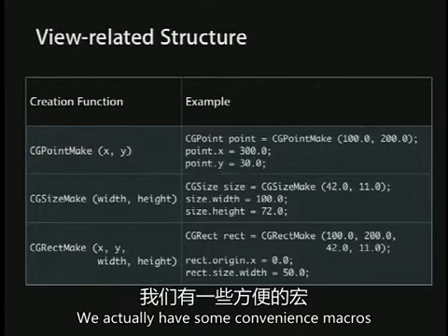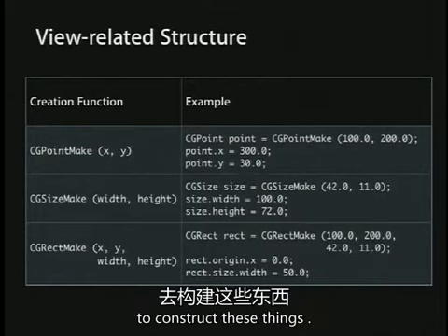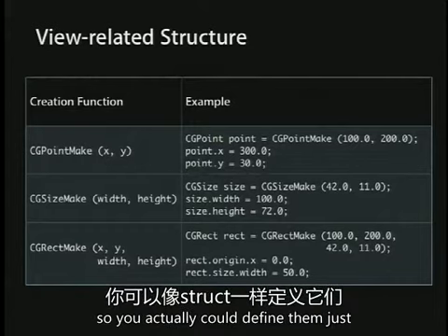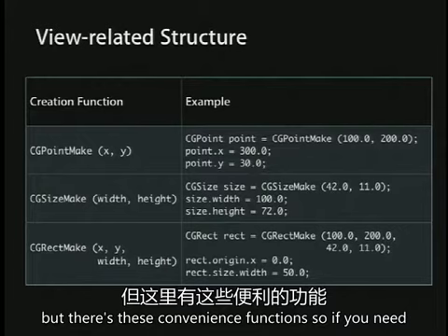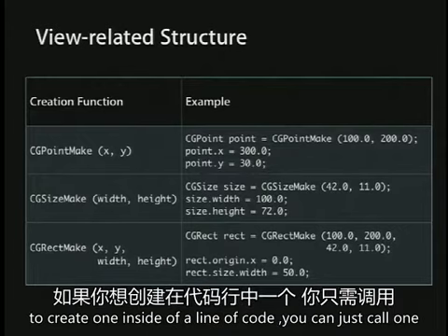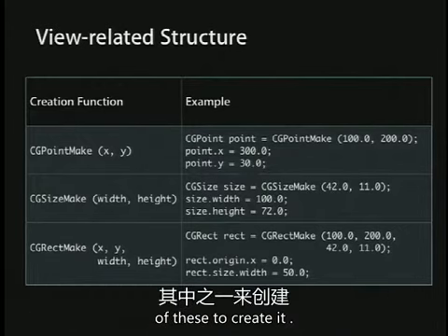We actually have some convenience macros to construct these things. As I said, they're just structs, so you actually could define them just as structs and access their individual elements directly. But there are these convenience functions, so if you need to create one inside of a line of code, you can just call one of these to create it.